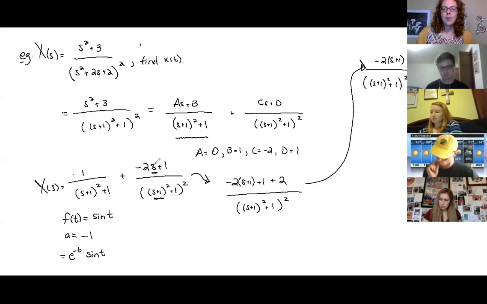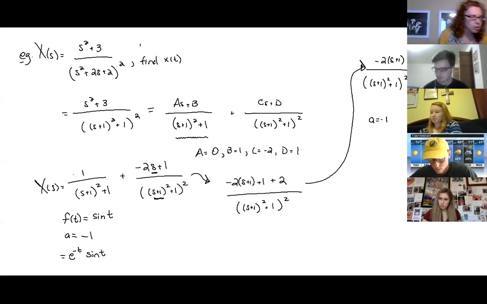Okay, for both of these, a is equal to negative 1. A is still equal to negative 1 for both of these. Look in the front of your book or on your table, and for this one, you're going to need to go to the right-hand column if you're looking in the front of your book. Right-hand column.